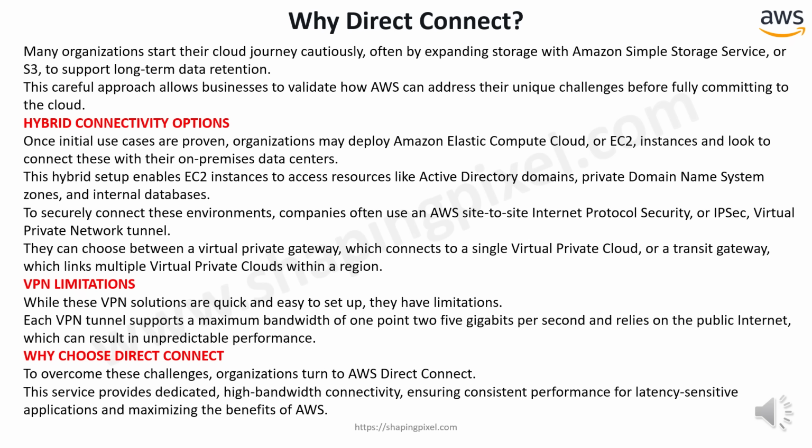While these VPN solutions are quick and easy to set up, they have limitations. Each VPN tunnel supports a maximum bandwidth of 1.25 gigabits per second and relies on the public internet, which can result in unpredictable performance. To overcome these challenges, organizations turn to AWS Direct Connect. This service provides dedicated, high-bandwidth connectivity, ensuring consistent performance for latency-sensitive applications and maximizing the benefits of AWS.